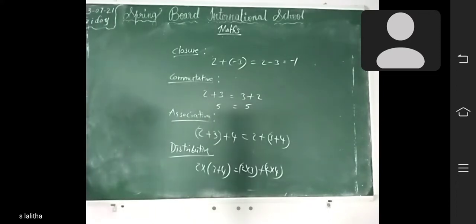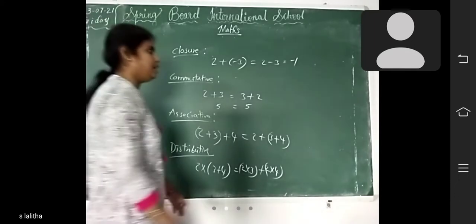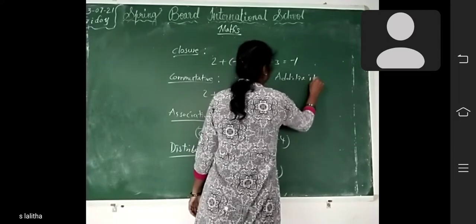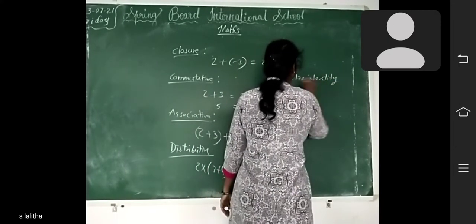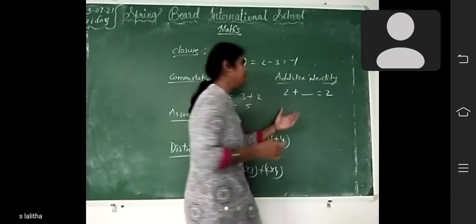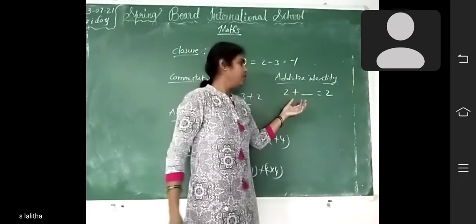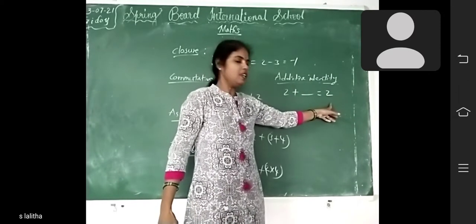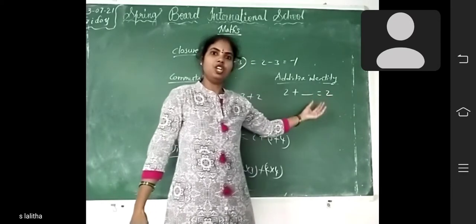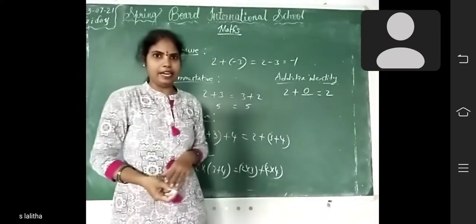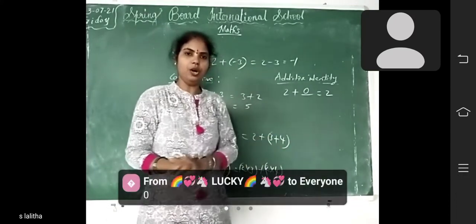Next, identity properties. What is the additive identity? If you add something to 2, we will get the same answer. So which number should you add to this number so that we get the same number as the answer? Which number should you add? 0. Okay, so 0 is called the additive identity.